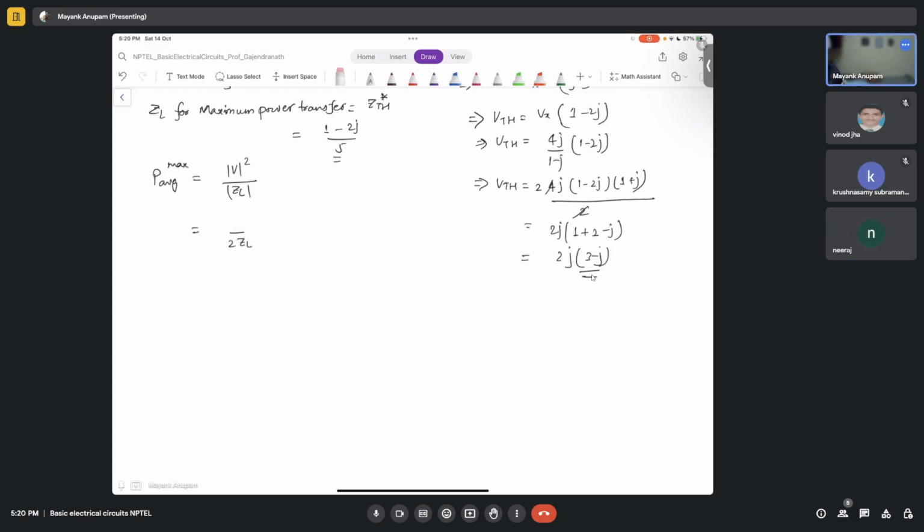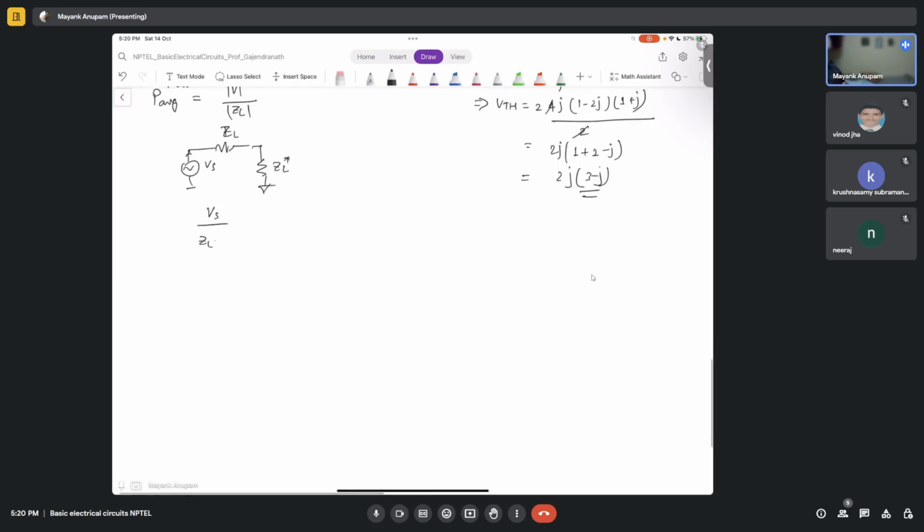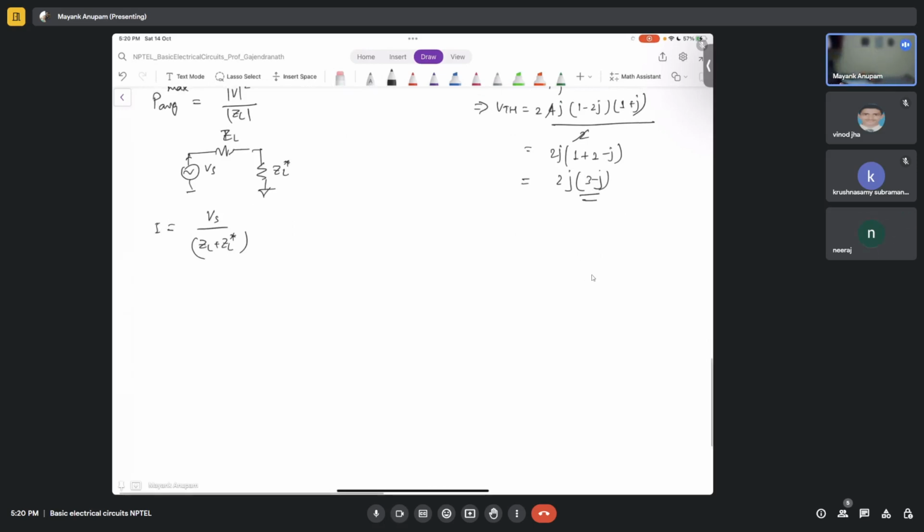So if you have a voltage source here, one ZL here and another ZL conjugate here, what is the total current here? This is Vs, okay. So this is Vs divided by ZL plus ZL conjugate. This is the total current that you have, right? Yes, sir. This is I. So what is the power? Power is real of V times I conjugate, right?